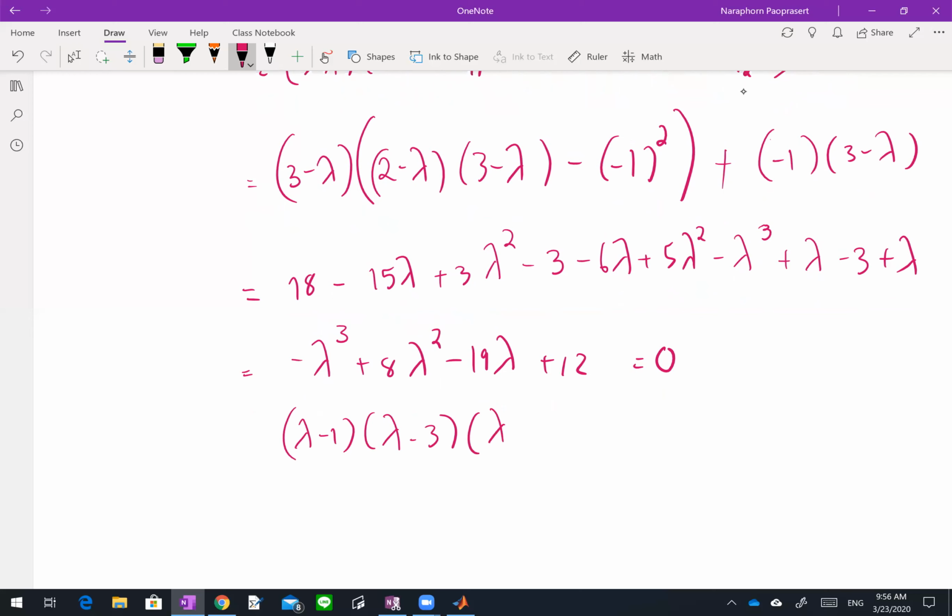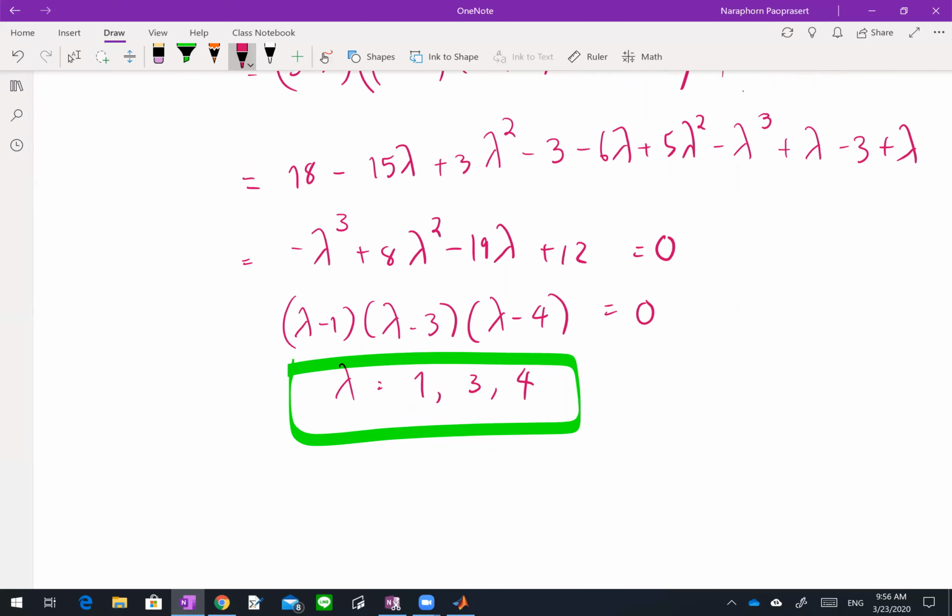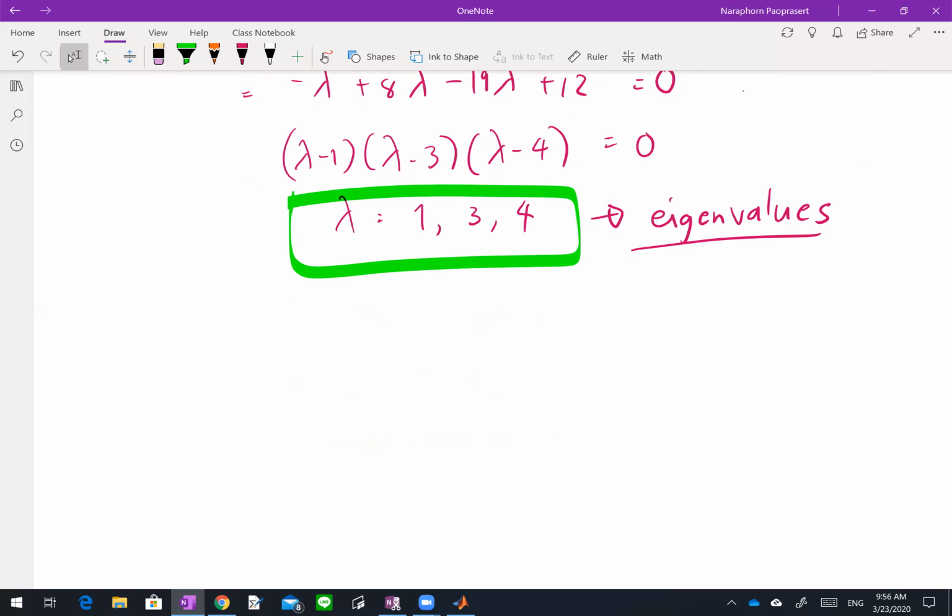So it's (lambda minus 1) times (lambda minus 3) times (lambda minus 4). This is 0. So I get lambda equals 1, 3, and 4. So basically, the 3 lambdas that I found are the eigenvalues. From now, you know all the eigenvalues, and you can use them to solve for each eigenvector. In order to find the eigenvector, you have to plug in each eigenvalue and solve for each eigenvector. So one eigenvalue is going to get one eigenvector.